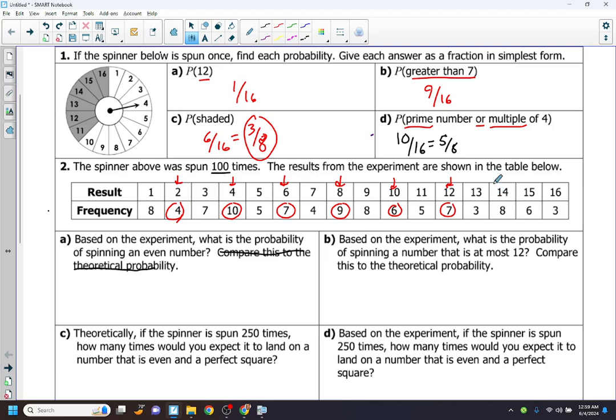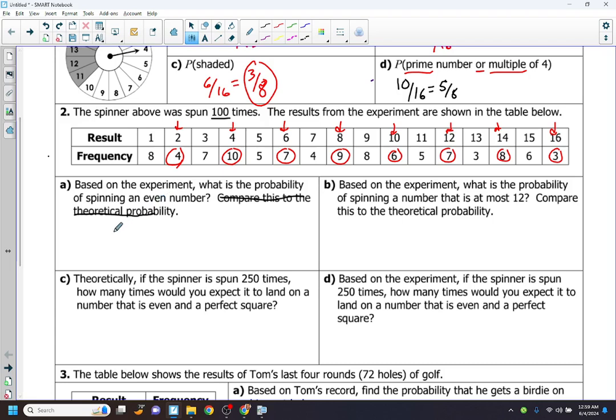12 is an even number, 7. 14 is an even number, 8. 16 is an even number, 3. So I'm adding these red circled ones because that's how many times it happened. So it's going to be 54 over 100. We're going to simplify to 27 over 50.